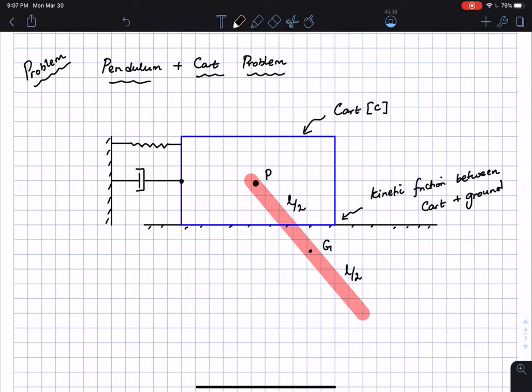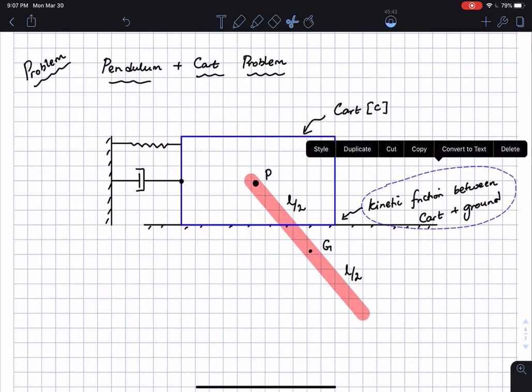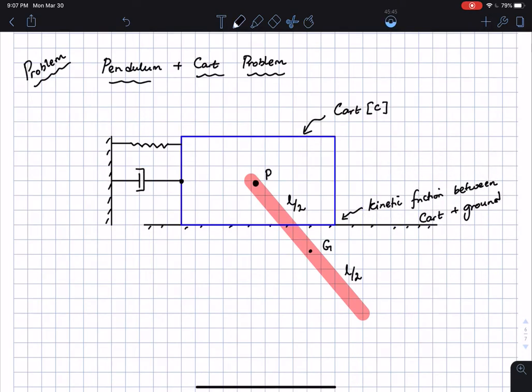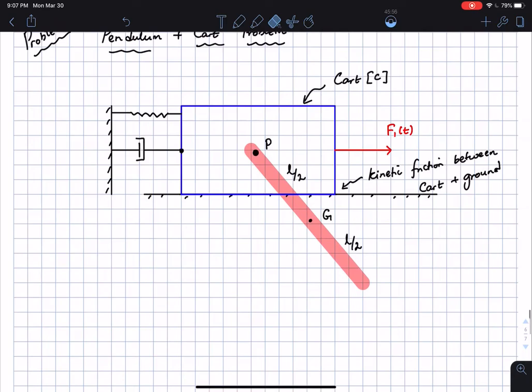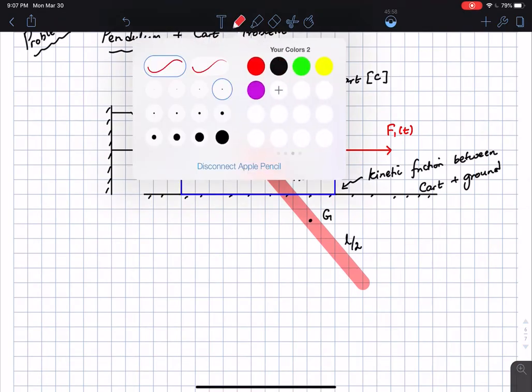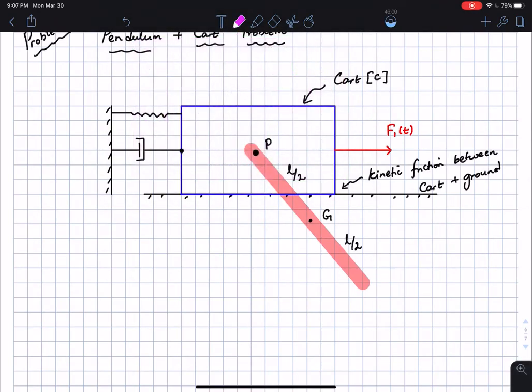Let me push these a little down here, and let me say that there is a force that is acting on the cart. Okay, there is a force that is acting on the cart in this particular direction. This is going to be called F1 of t. Then I'm going to say that there is another force that is acting on the pendulum in the vertical direction at the base of the pendulum. Okay, this is going to be called a force F2 of t.